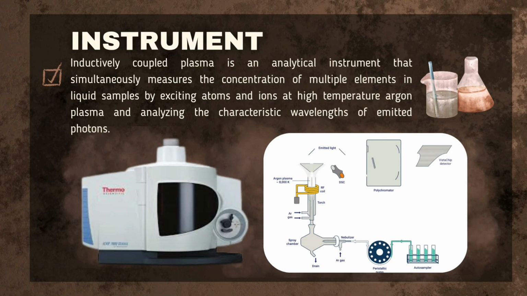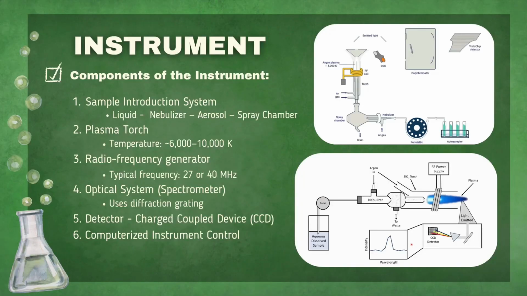As said, the chosen instrument is ICP-OES, or Inductively Coupled Plasma Optical Emission Spectrometry. It is an analytical instrument that simultaneously measures the concentration of multiple elements in liquid samples by exciting atoms and ions in a high-temperature argon plasma and analyzing the characteristic wavelengths of emitted photons. Now, let's talk about the main parts of the ICP-OES instrument and how each component contributes to the analysis.